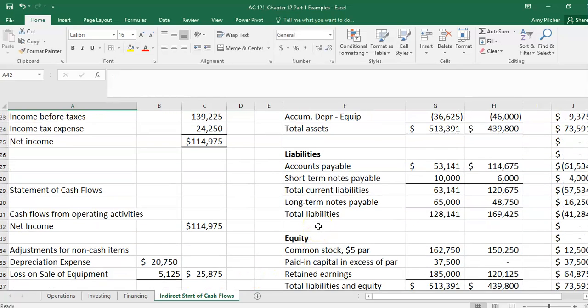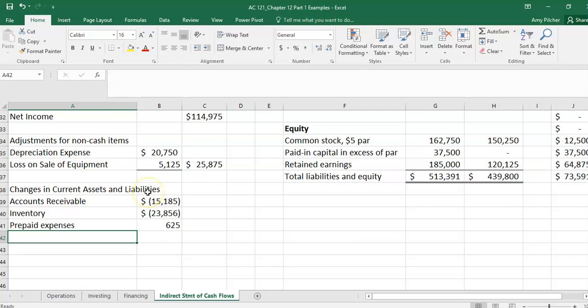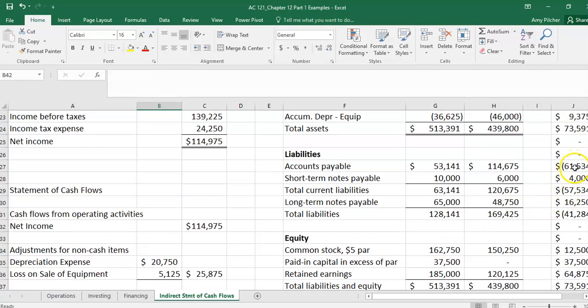For our current liabilities, we have accounts payable, and then short-term notes payable is also a current liability, but notes go in the financing section of the statement of cash flows and not in the operating section. So we're only going to look at accounts payable. So what was that change in accounts payable? This accounts payable decreased by $61,534. That is a cash flow out. That's how we reduce our accounts payable.